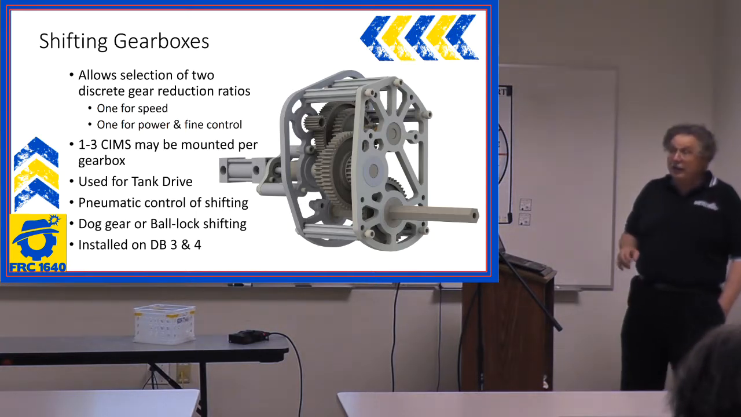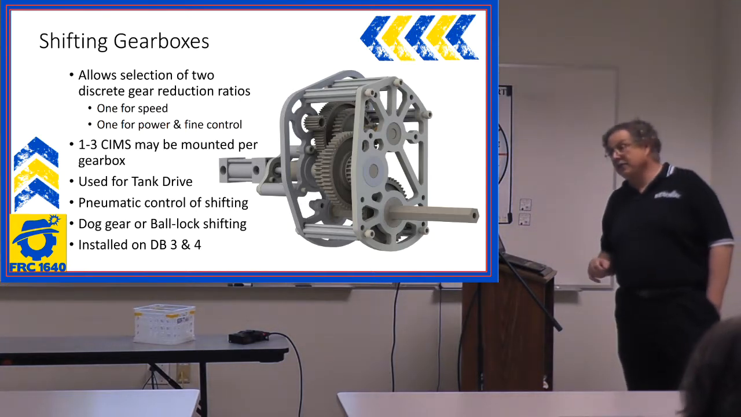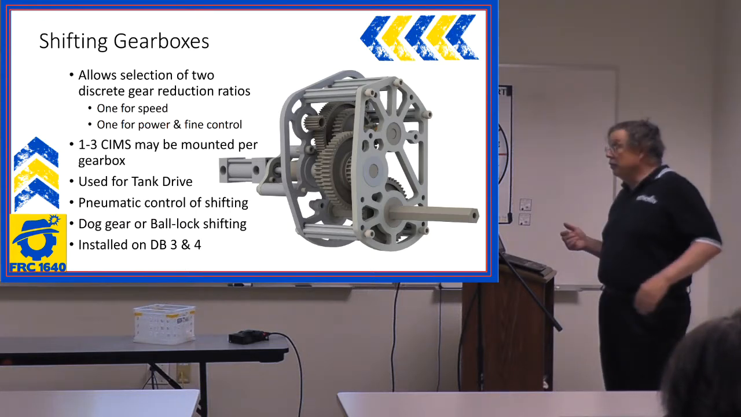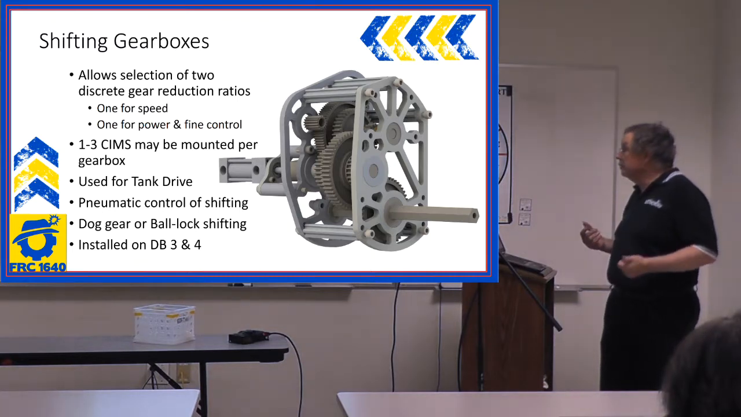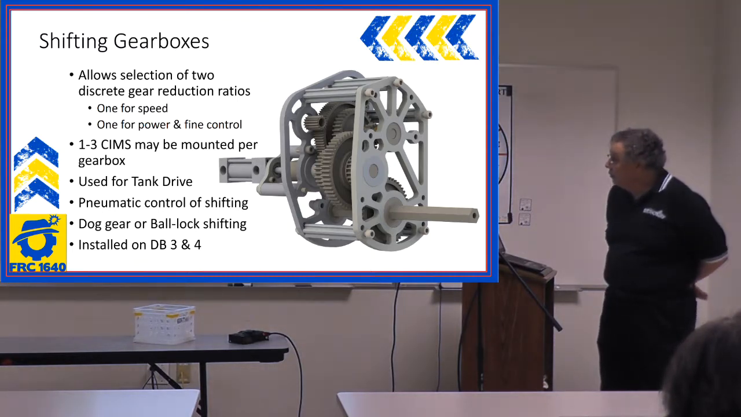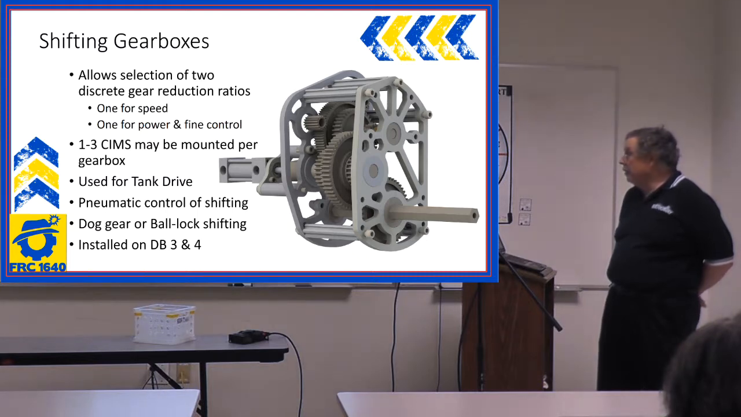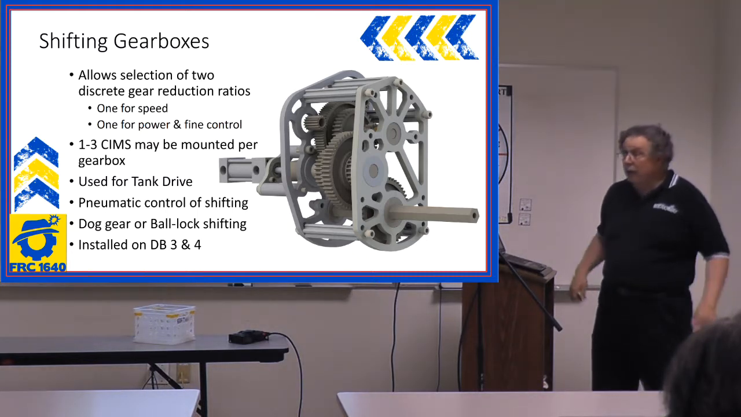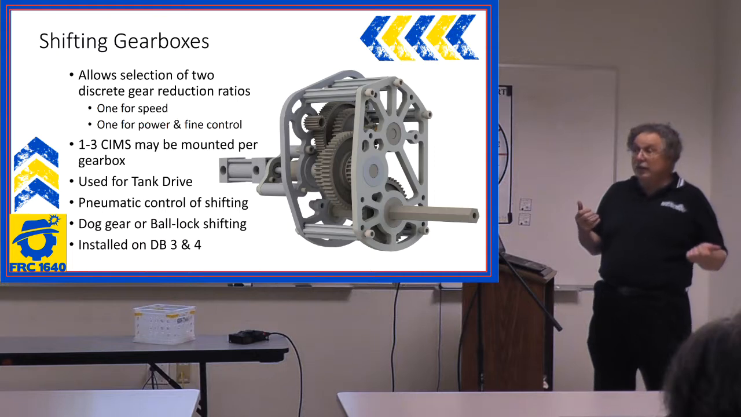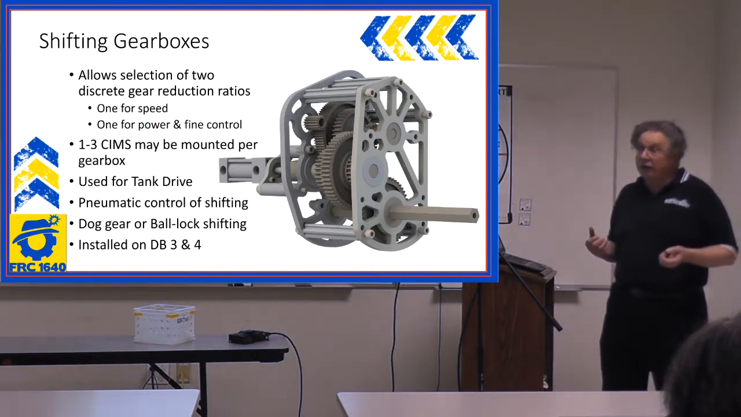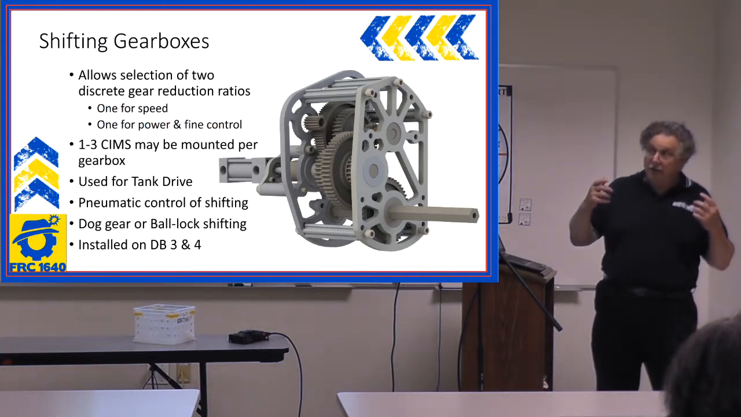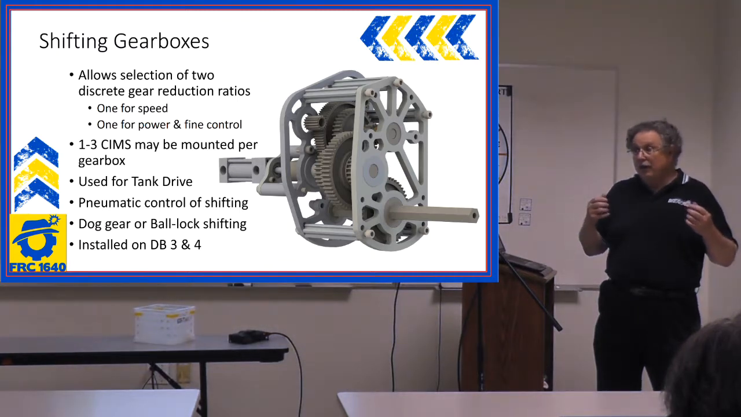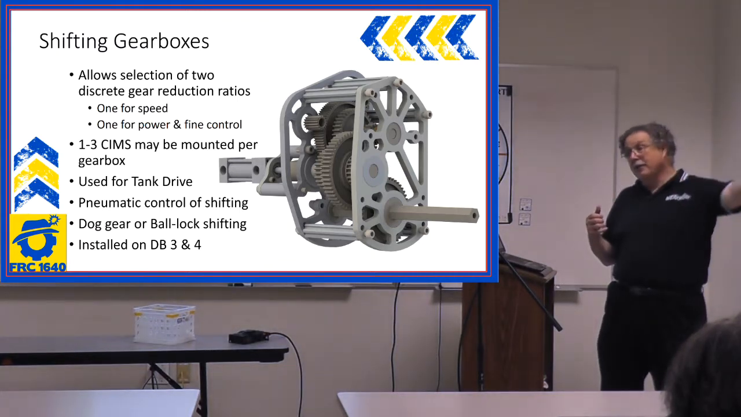There are also shifting gearboxes. You can have gear shifts. Usually it's just 2 gear ratios that you have a choice between. You could have 1 for high speed, 1 for power and fine control. They're used on drivetrains a lot, where I want to be able to drive fast, but I need to be able to control the robot at low speed to do fine maneuvering, say putting a gear on a peg.